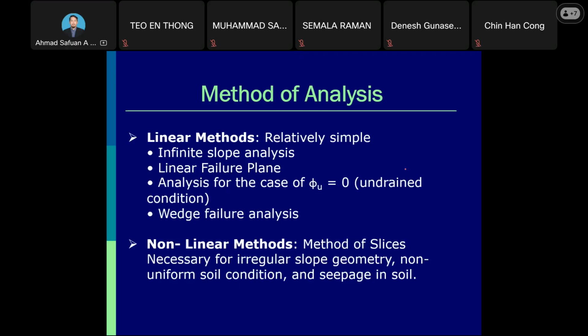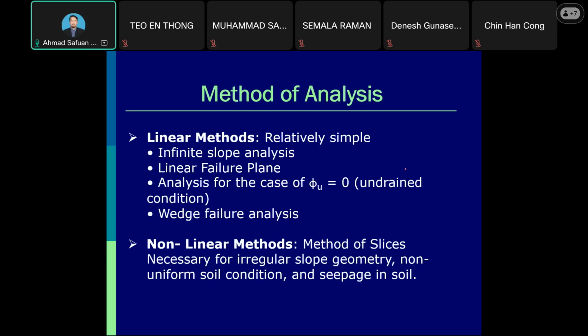In this method of analysis, we have two types of approach that are usually used. The first one is the linear methods, and the second one is the non-linear methods. The linear methods are relatively simple. Usually we use them for infinite slope analysis. For the finite slope, we can also use the linear failure plane methods.